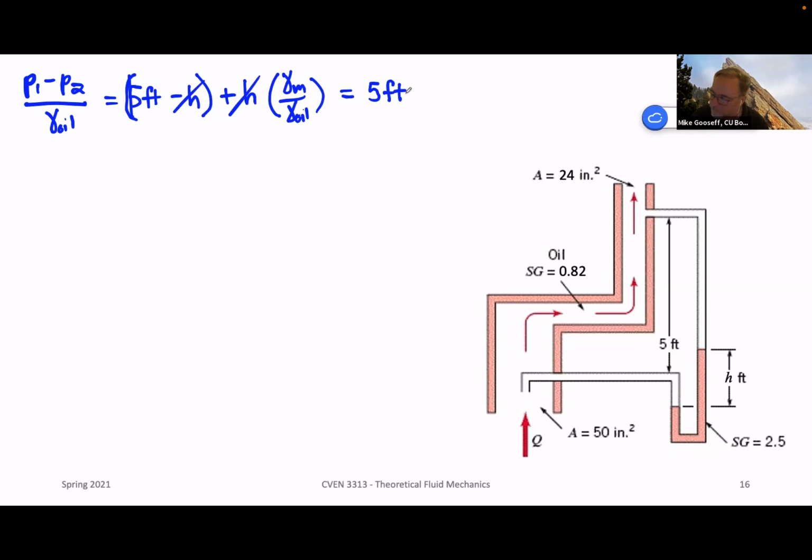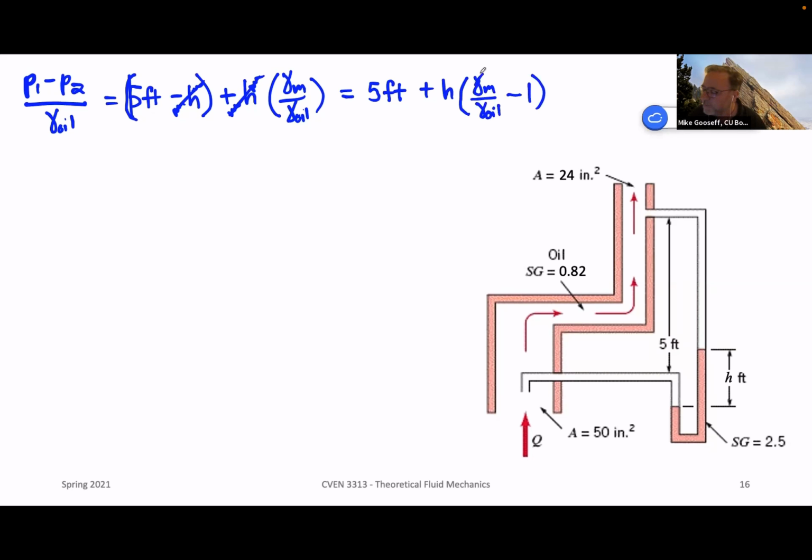Plus. Oh, I'm sorry. No, we can't do that. What am I thinking? Oh, I wish I could get rid of those. Sorry, can't get rid of those. I thought I was being clever, but I am going to put them together. So now I'm going to say h times gamma m over gamma oil. And I have a plus one, but I think it's supposed to be a minus one here.